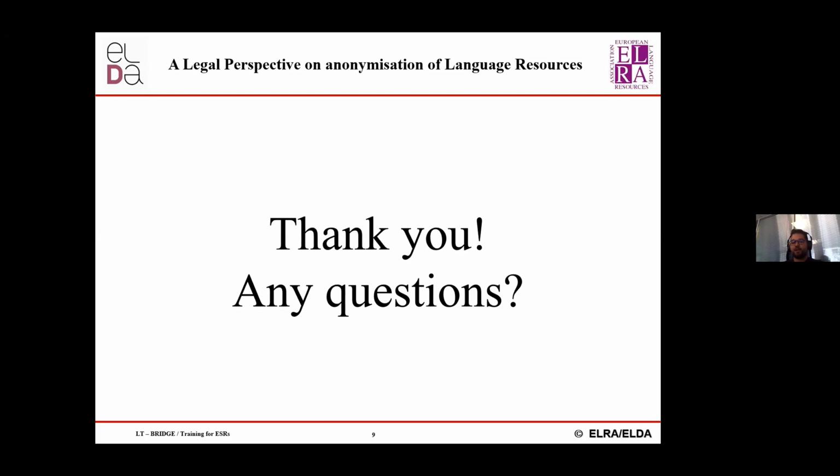Even though this session is mostly regarding anonymization, anonymization is just one way of being compliant with GDPR. But what would be alternatives? Sorry for just jumping in. Just security, information, transparency. These are all obligations.